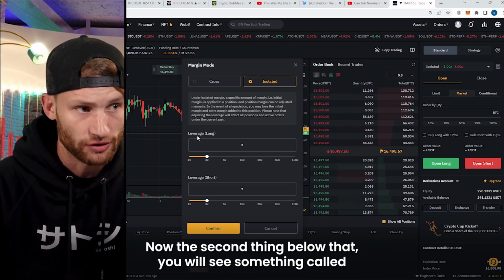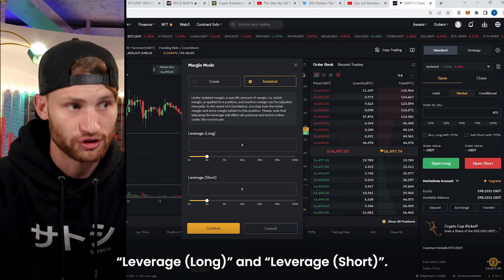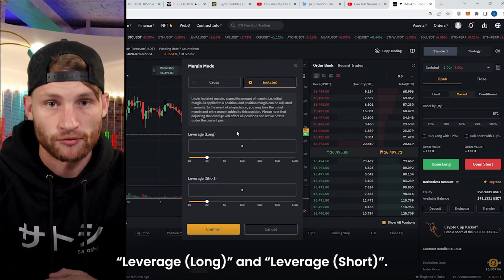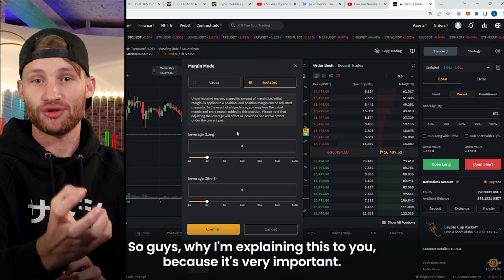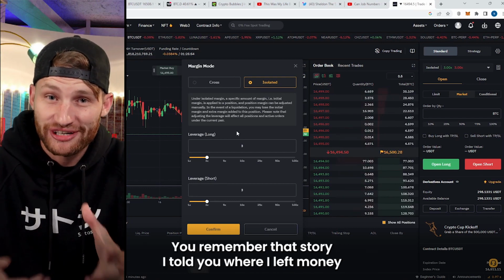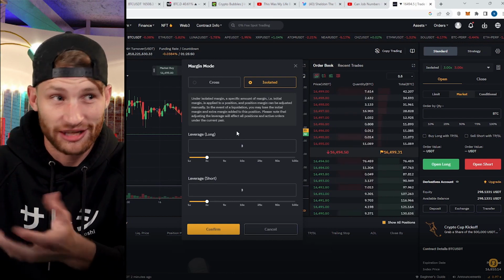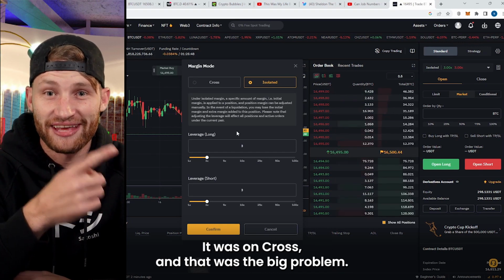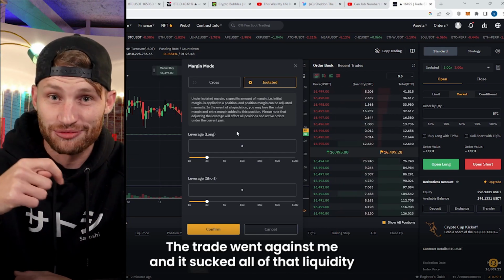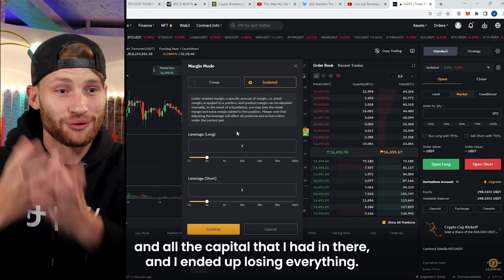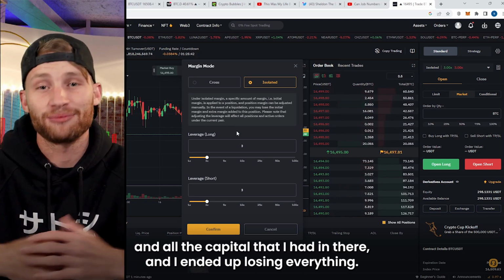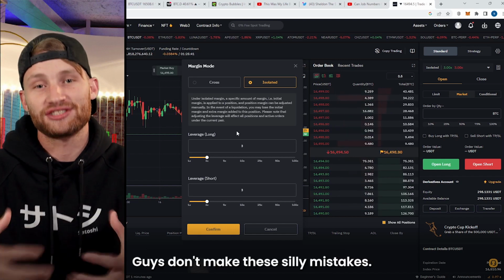Now, the second thing below that, you will see something called leverage long and leverage short. So guys, why I'm explaining this to you, because it's very important. Remember that story I told you where I left money in my leverage account and I ended up losing all of it? It was on cross. And that was the big problem. The trade went against me and it sucked all of the liquidity and all the capital that I had in there, and I ended up losing everything. Guys, don't make these silly mistakes.